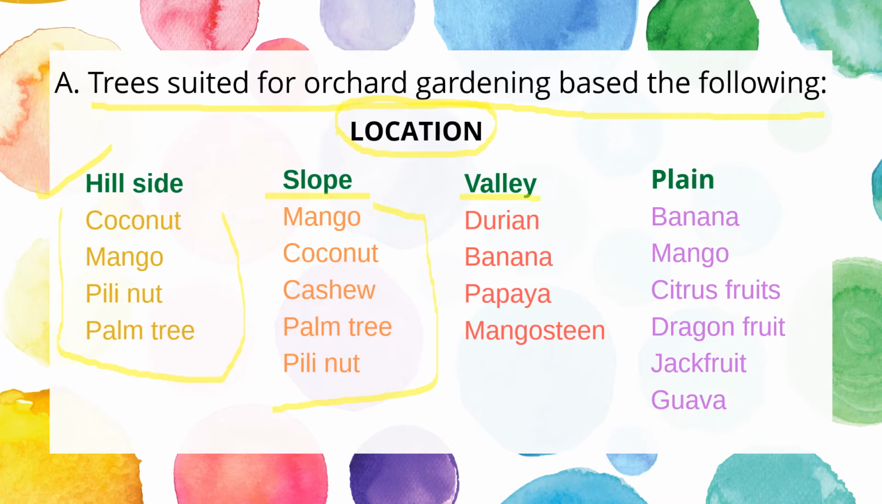In the valley location, we can plant durian, banana, papaya, mangosteen. And in the plain location, we can plant banana, mango, citrus fruits, dragon fruit, jackfruit, and guava.